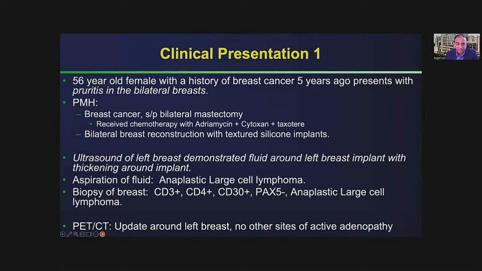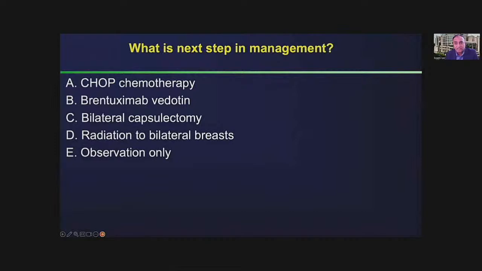Ultrasound shows fluid collection, and the aspiration of the fluid shows CD3 positive, CD4 positive, CD30 positive large cells, which is called anaplastic large cell lymphoma. And no other sites of active adenopathy on the scans. So what are the next steps in the management? Do you do CHOP chemotherapy? Do you do brentuximab? Do you do bilateral capsulectomy, radiation of bilateral breasts, or observation only?